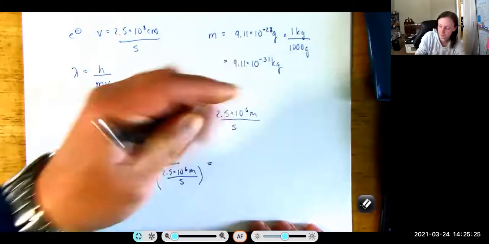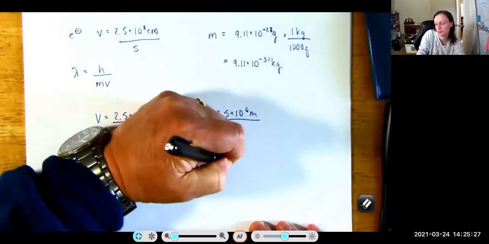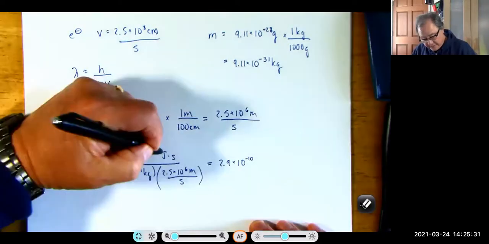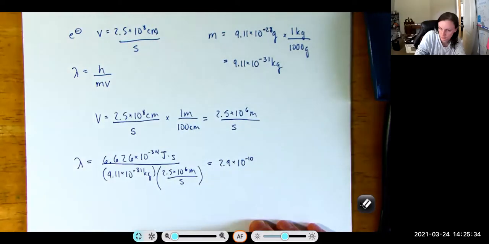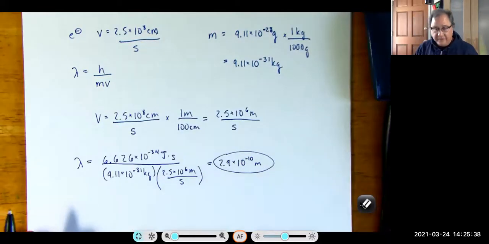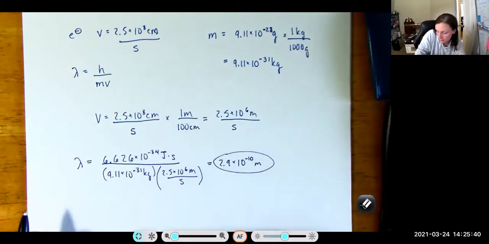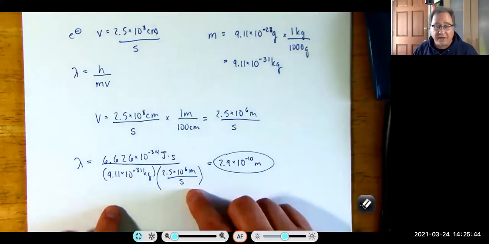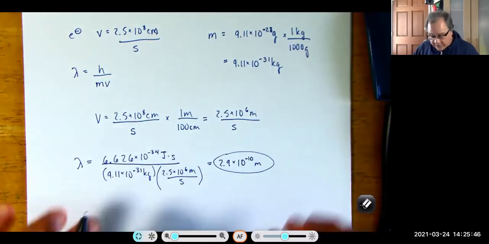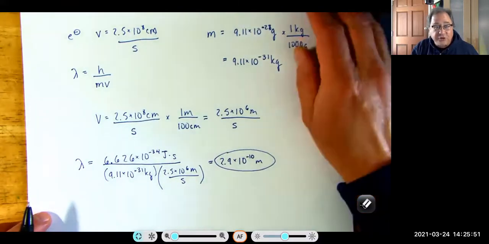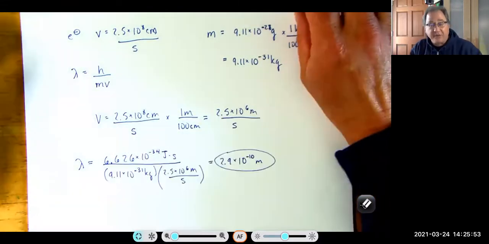2.9 times 10 to the -10. And what are the units here? Meters. And how do we know they're meters? Because we have the right units. Because we made darn sure that we have kilograms and meters per second. That's why. And we went through the whole exercise of knowing that we need to do that, because a joule is a kilogram meter squared per second squared.